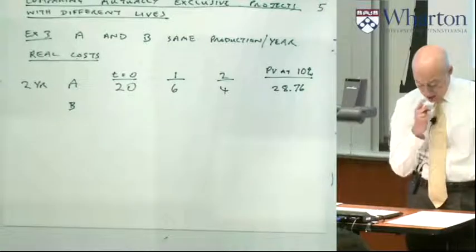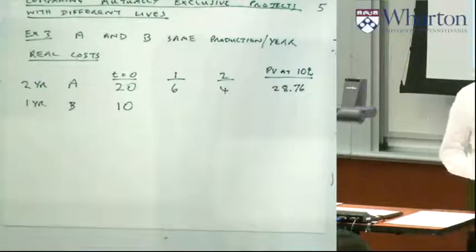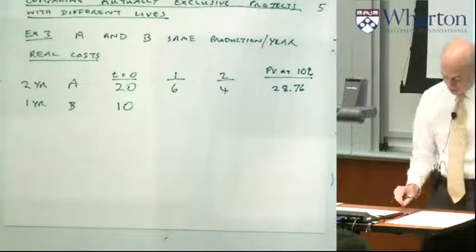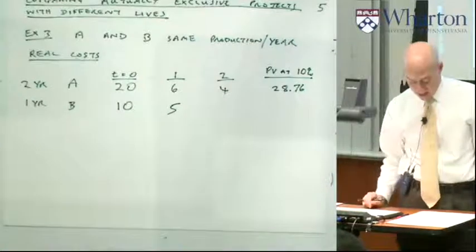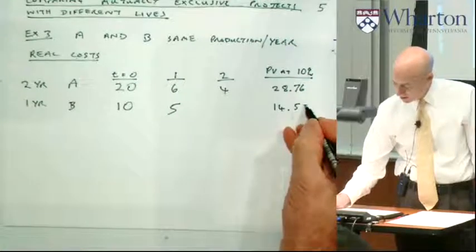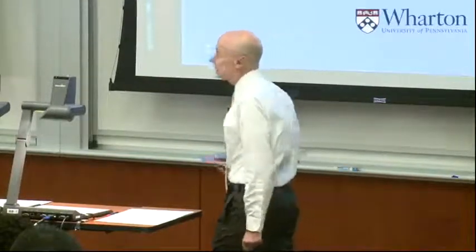B is a machine that lasts for 1 year. It costs 10. During the first year, it has maintenance costs that accumulate to 5 at the end. If we discount those, we get 14.55. So can we argue that B is a cheaper machine because it has lower costs? 14.55 versus 28.76. No, because clearly different lives, so somehow we've got to adjust for that.